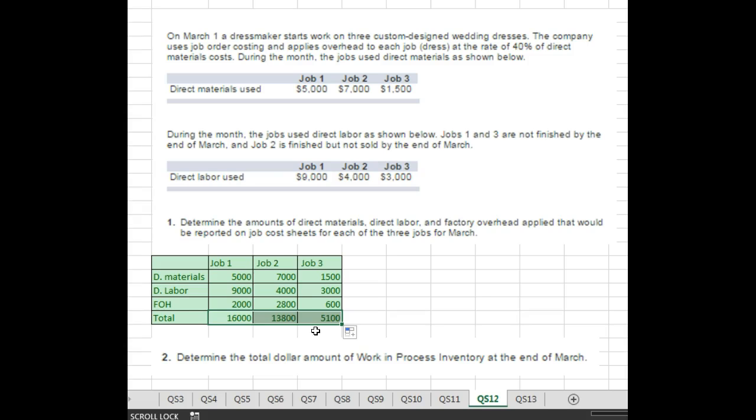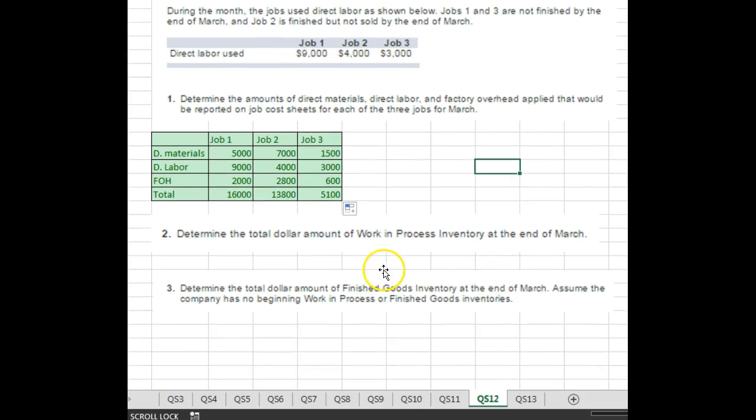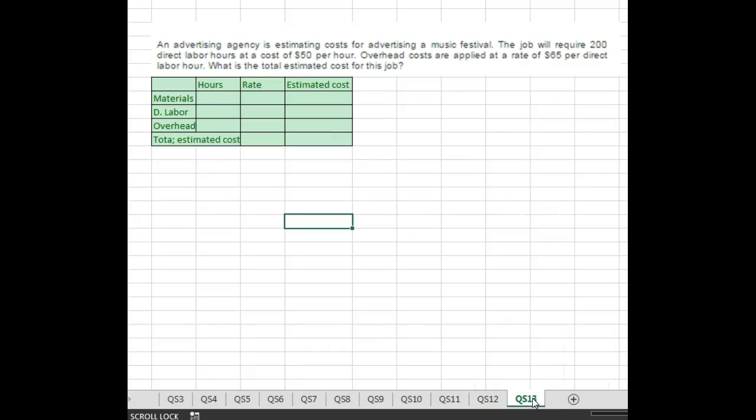And what was the last thing? Then they ask us, what is the total amount in work in process, and what is the total amount in finished goods? And I'm going to let you figure that out and bring to class on Friday. How's that? And in 13, you should be able now to do the same thing. See if you can pull this off. And this is where we'll pick up on Friday.